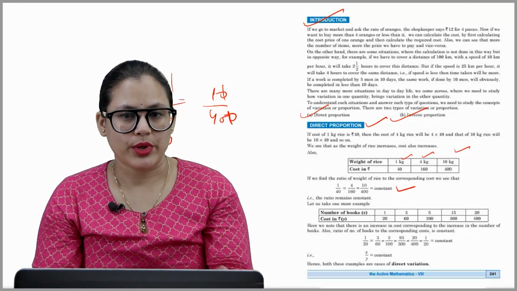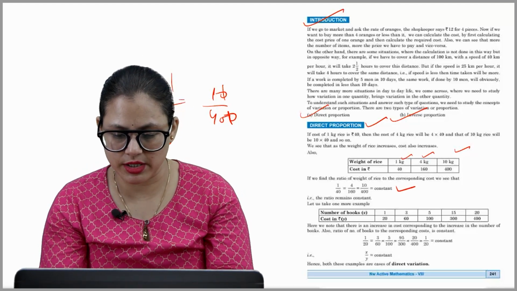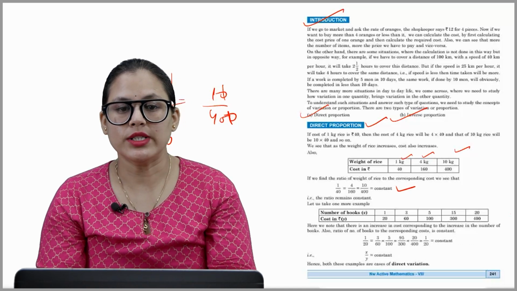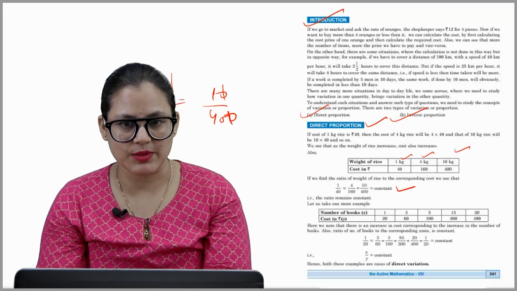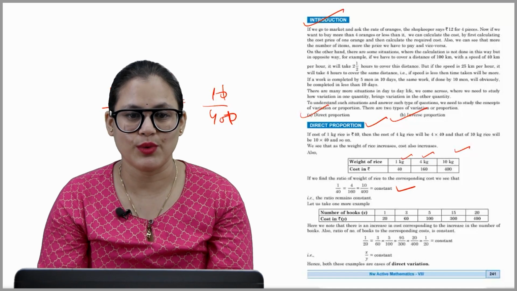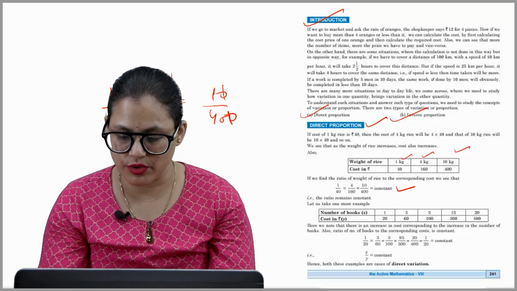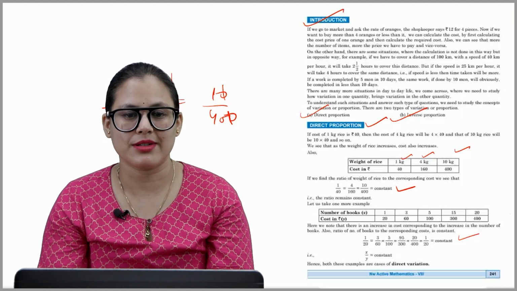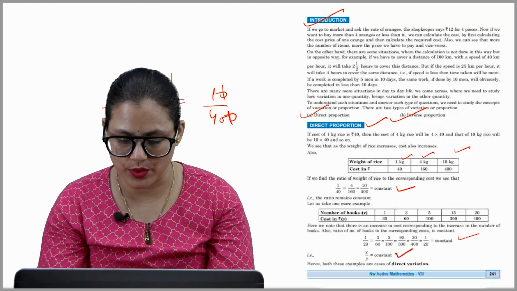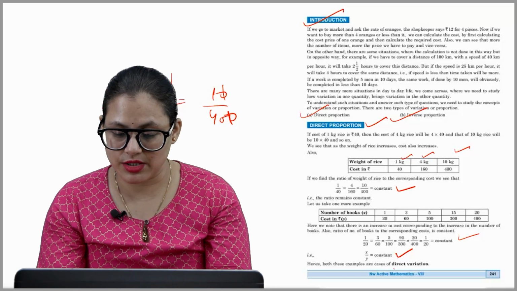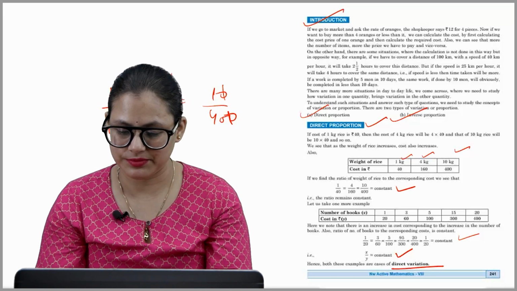Okay, so let us take one more example. See, the number of books is increasing and cost is also increasing, of course. Here we note that there is an increase in cost corresponding to the increase in the number of books. Also, the ratio of number of books to the corresponding cost is constant. If we find the ratio of all, we will find that this is constant. That means x by y is equal to a constant. So both these examples are cases of what? Direct variation, right?